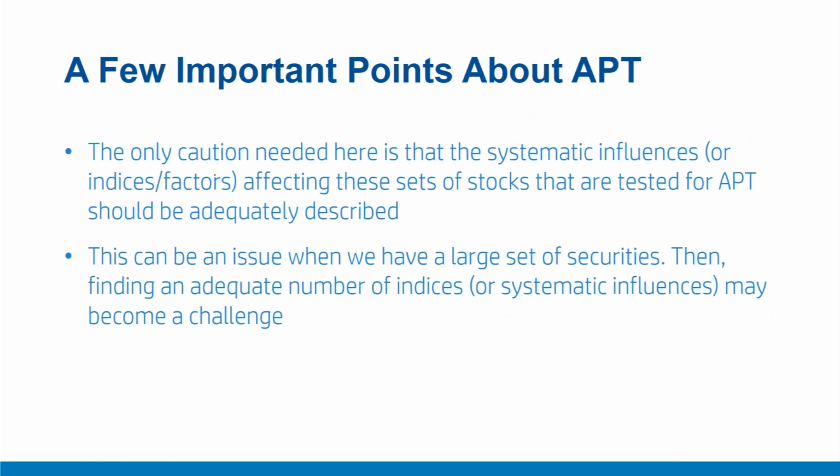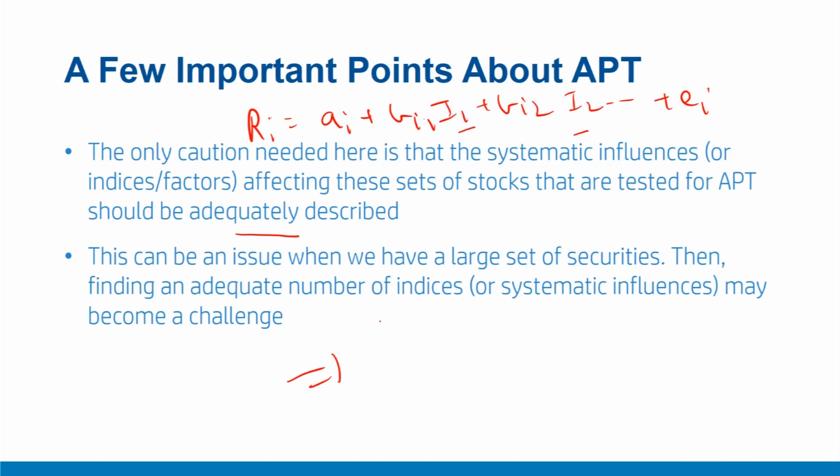One caution needs to be highlighted here. The systematic influences that are used as part of the return generating process that we saw, which is Ri equal to alpha i plus Bi1 I1 plus Bi2 I2 and so on, plus error term, all these indices or systematic influences that one has used should be adequately described. That means there can be an issue when you have a large number of securities. The possibility is that there are a large number of indices or systematic influences that may affect this set of securities, and therefore identifying all the relevant indices or systematic influences or factors may be an issue while testing APT.